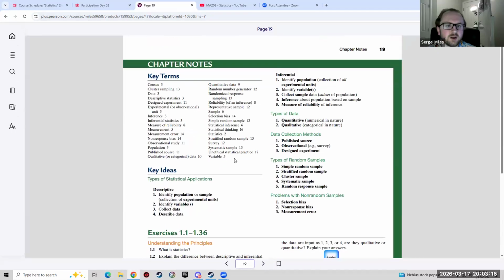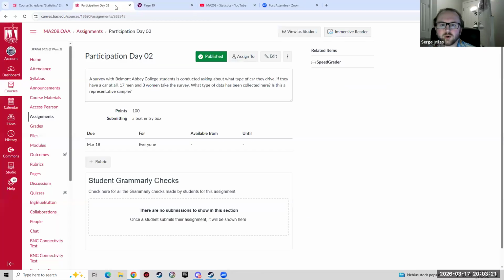The last thing I want to talk about is our participation question for day 2. So we'll go over to participation day 2, and we have this question presented. A survey with Belmont Abbey College students is conducted asking about what type of car they drive, if they have a car at all. 17 men and 3 women take the survey.